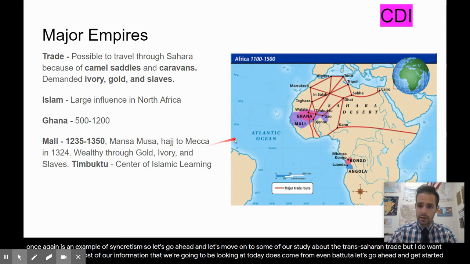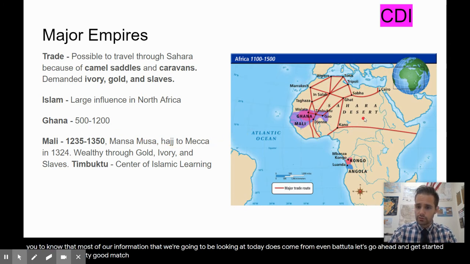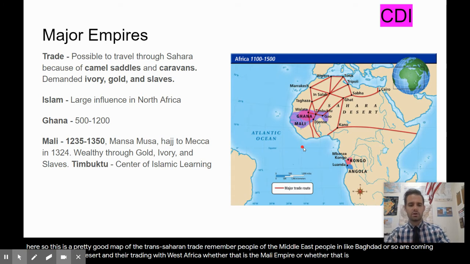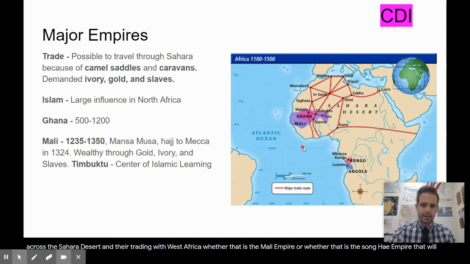Let's go ahead and get started here. So this is a pretty good map of the Trans-Saharan trade. Remember, people of the Middle East, people in like Baghdad or so, are coming across the Saharan desert and they're trading with West Africa, whether that is the Mali Empire or whether that is the Songhai Empire that we'll talk about in just a little bit.